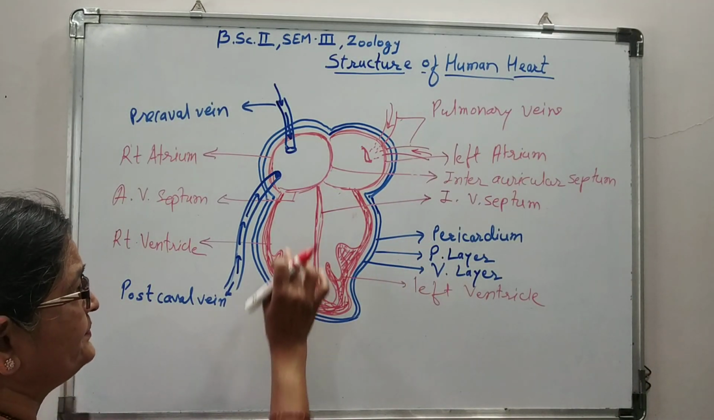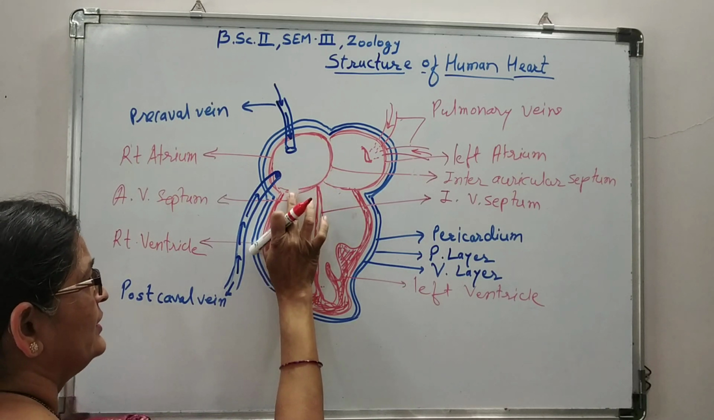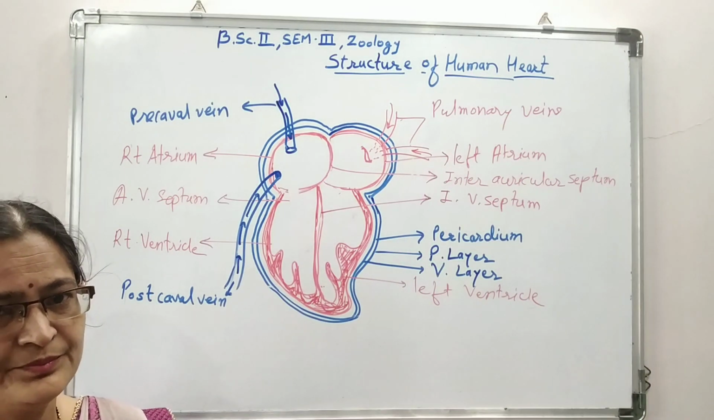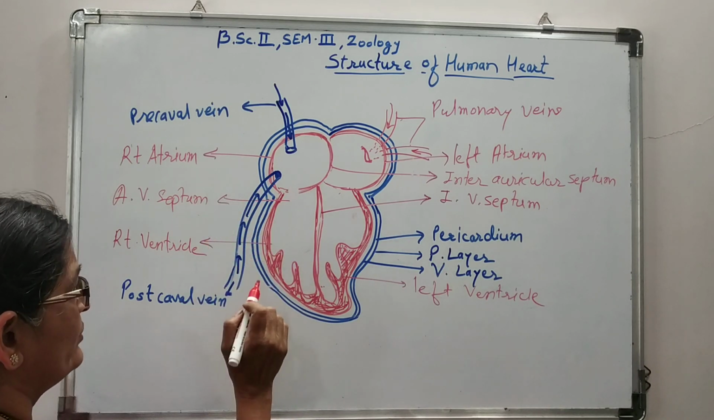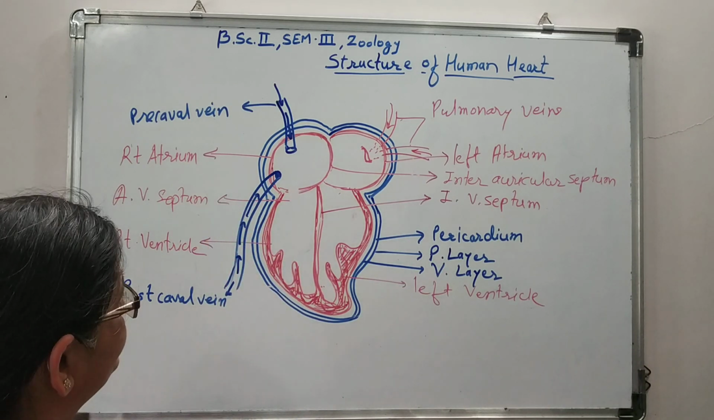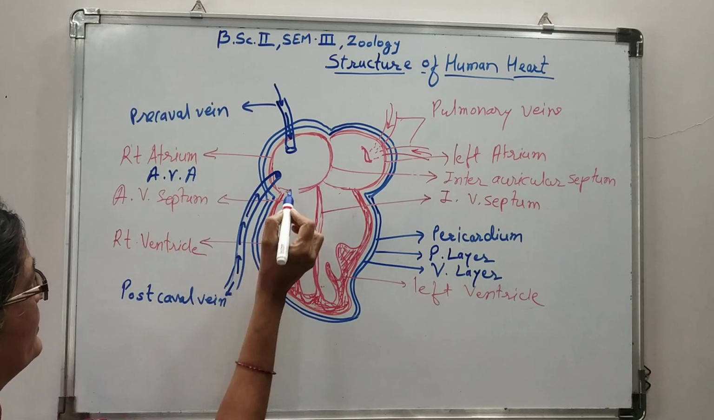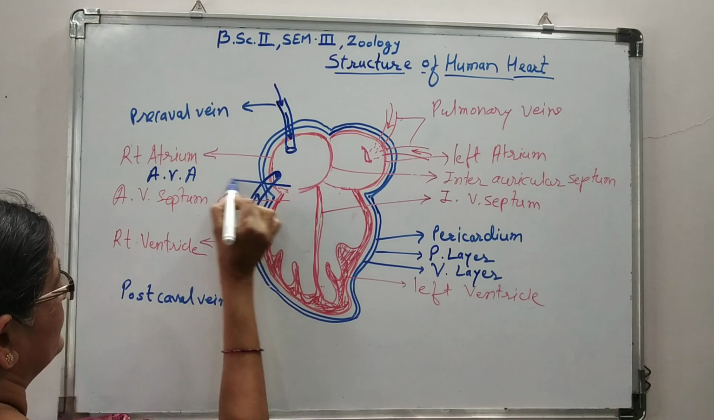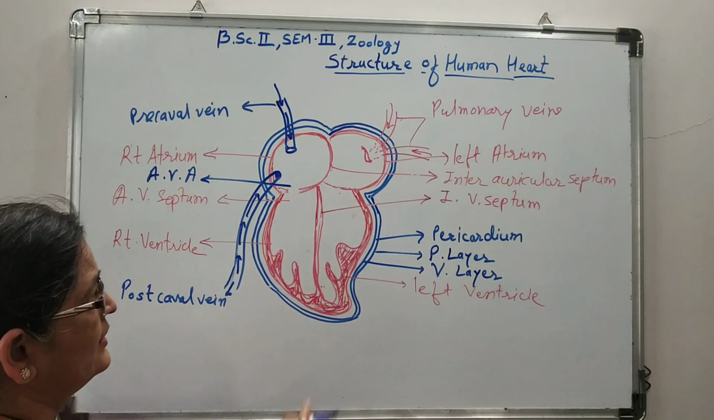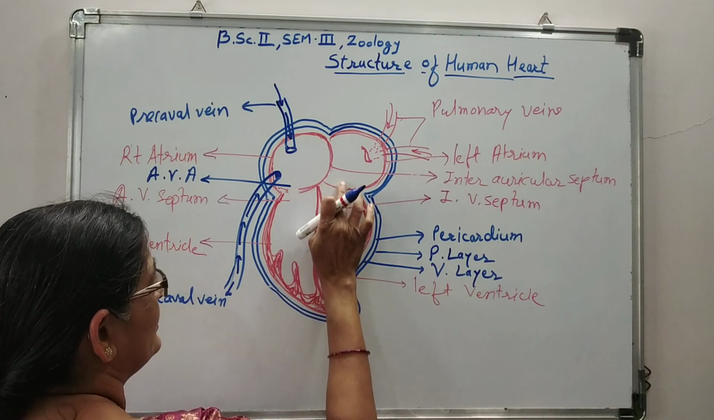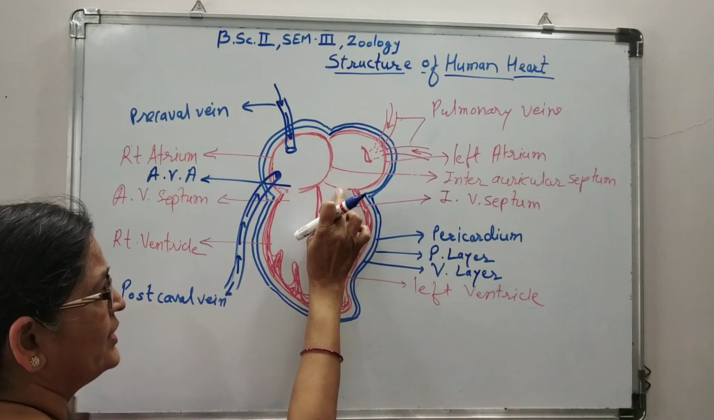Now see here, in between this auricle and ventricle there is an opening. This opening is called the auriculoventricular aperture. This one is on the right side, and here on the left side, this is again the auriculoventricular aperture.